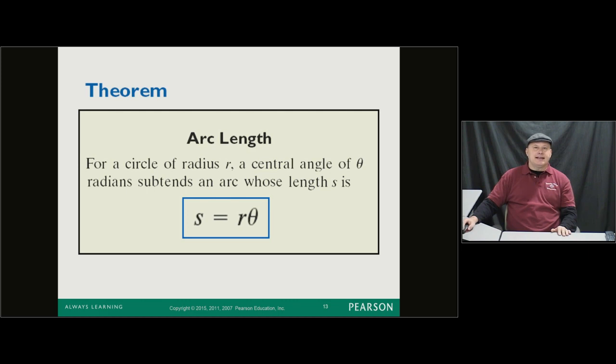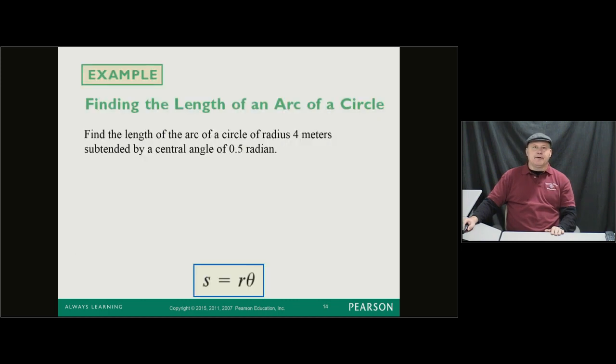So theta has to be given to you in radians, and if it's not, you have to convert it to radians. We'll learn how to do that as well. We haven't done that yet. So that is the formula for arc length. We're also going to be giving you a table soon of conversions from degrees to radians, and a formula for that. But before we do that, I want to give you an example here.